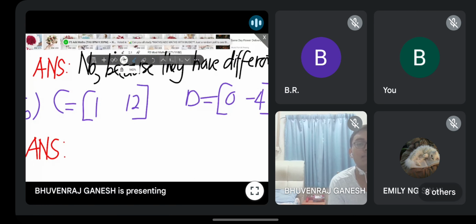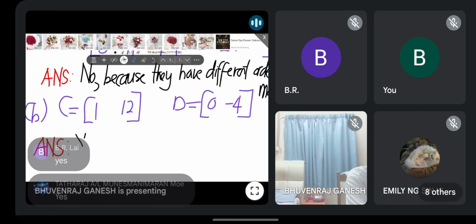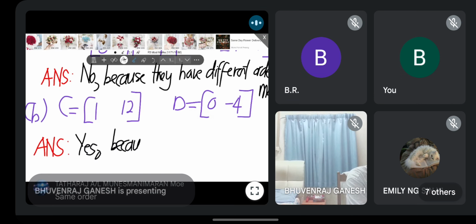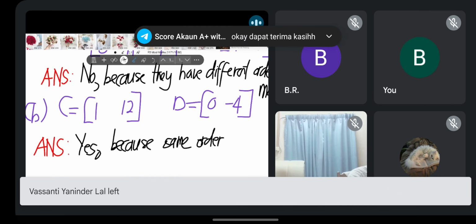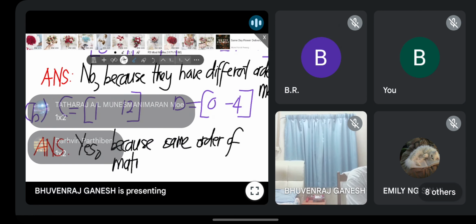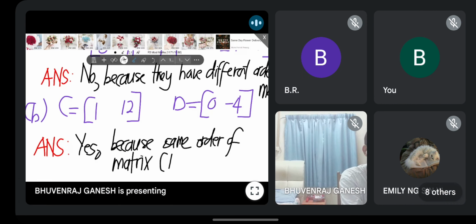For part B, can we do addition and subtraction? Yes. I think you all know the reason, because they have the same order. Can you all tell me the order for these two matrices? Same order of matrix. Yes, 1 row, 2 columns, 1 times 2, correct. So you all understand. This one is 1 times 2.